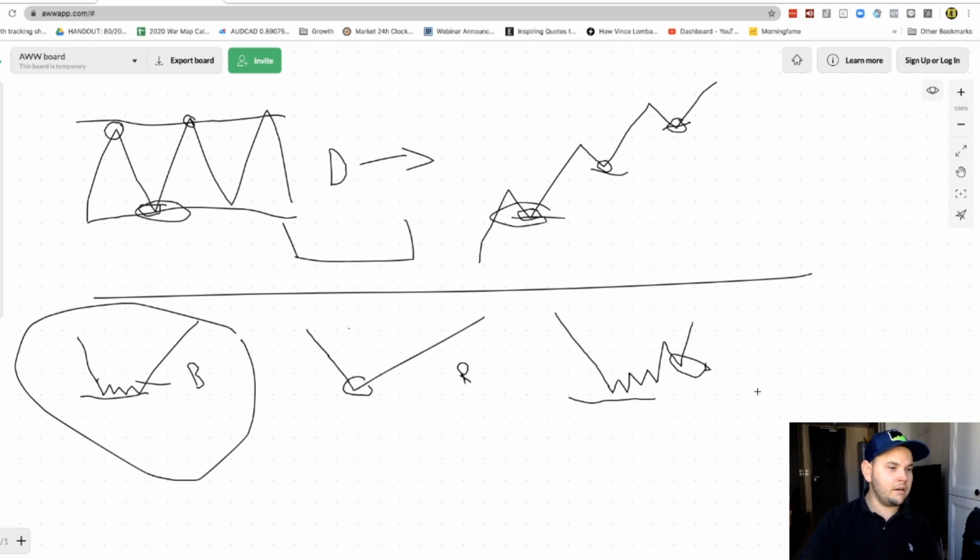So we've got three scenarios. We've got the breakout, the reversal, and the pullback. Okay, we can trade the three of them. You just have to know how to trade them and have strategies for each of them.